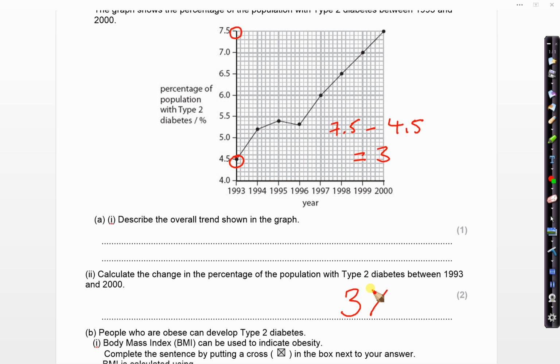And this is worth 2 marks because you're reading a graph and you're carrying out a simple calculation. And as mentioned before, it's good to show your working as to how you get your 3%. It's another 2 marks picked up.